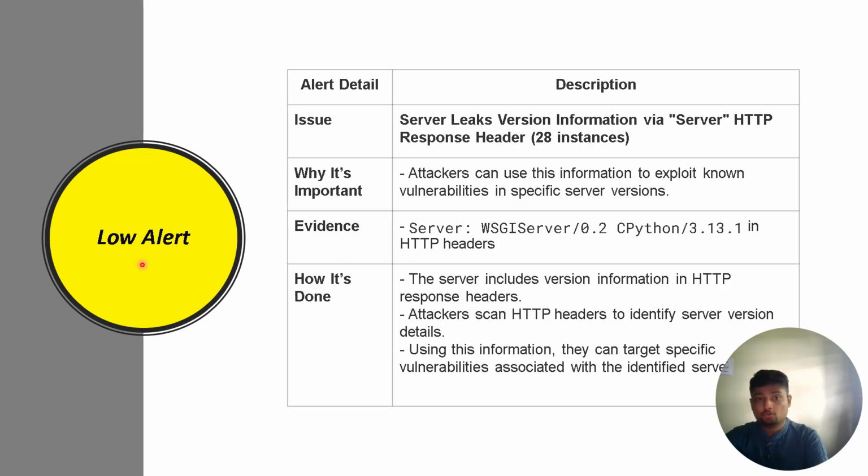The next issue that ZAP has figured out about our application is that our server leaks version information via the HTTP response headers that our application sends back to the user. The server includes version information in the HTTP response headers. Attackers can scan these headers to identify the version of our server, and using this information, they can do specific vulnerability analysis or specific kinds of attacks that have previously been done against that version or type of server. This is not that common, but it is a possibility, so ZAP has put this in the low alert level category.